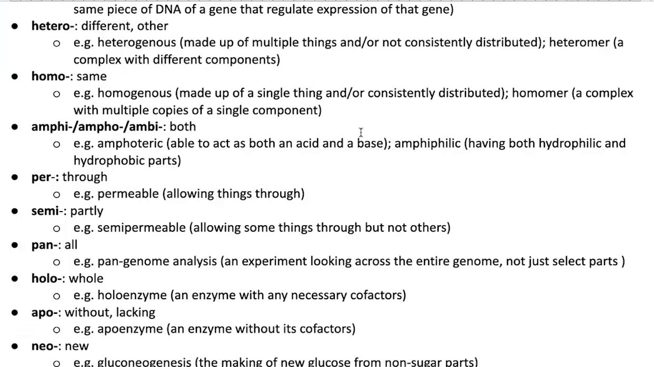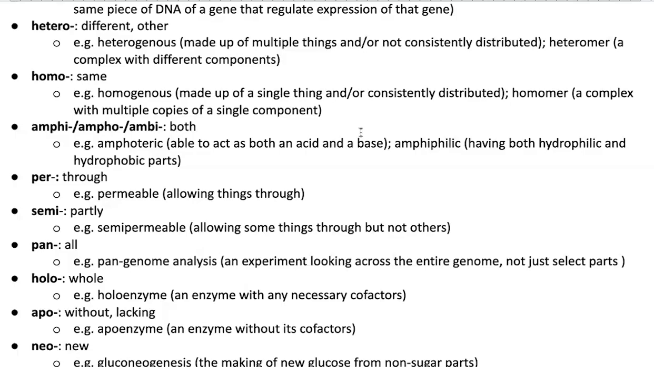A heteromer would be that the different chains were not just copies of a single chain, but they were different actual chains. So maybe you have an alpha chain and a beta chain, and those come together as opposed to having two alpha chains. And the two alpha chains would be an example of a homomer, so a complex made with multiple copies of a single component.